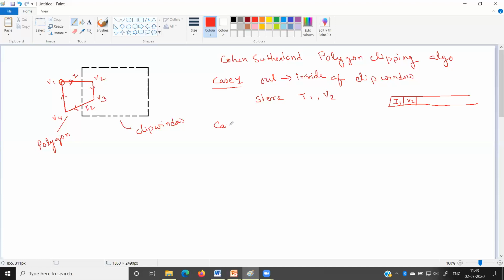Case 2 is if while you are traversing through the polygon, both the points of the line segment are inside the clip window. That means case 2 is both points of the polygon edge are inside the clip window.